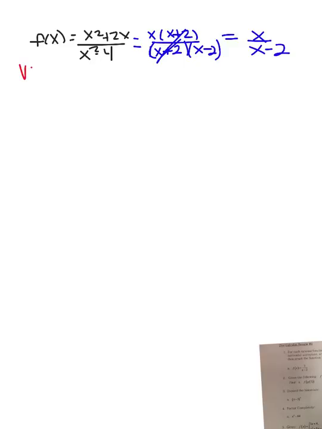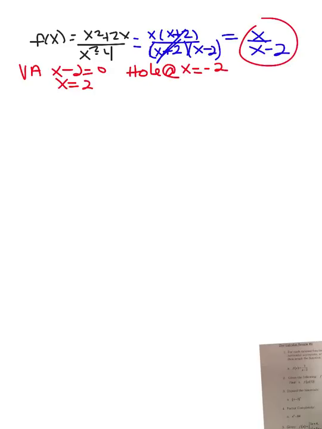Okay, so our vertical asymptote is going to be x minus 2 equals 0, so x equals 2. And then we're going to have a hole. Our hole is going to be at x equals negative 2. Now I have to find the y value so I can plot the point. So I plug it into the cleaned up version to get my y. So it's negative 2 over negative 2 minus 2, which is negative 2 over negative 4, which is positive 1/2. So my hole is at negative 2 comma 0.5, or 1/2.